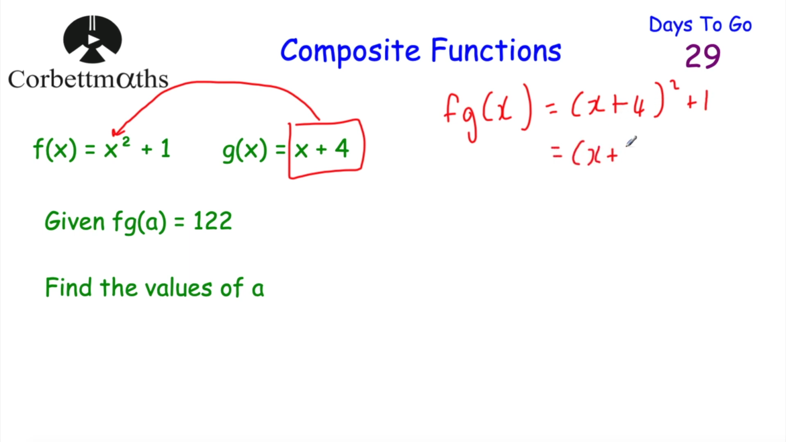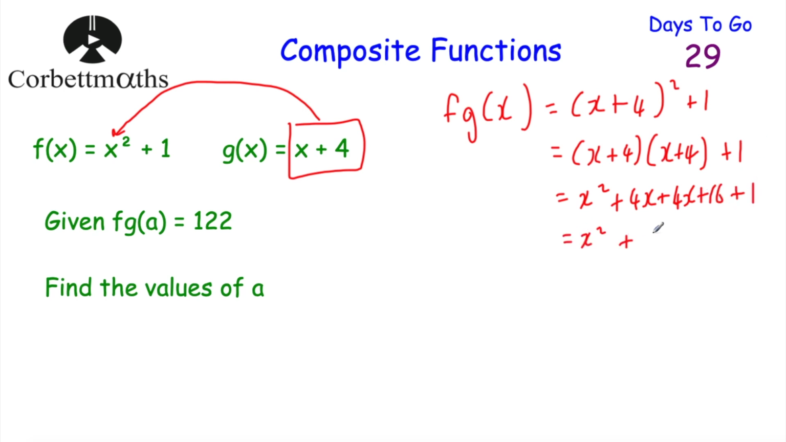So let's square this. Write the bracket out twice: (x plus 4)(x plus 4), and then we've got plus 1. If we expand our brackets, that gives us x squared plus 4x plus 4x plus 16, and then we've still got our plus 1. That'll be x squared plus 8x plus 17. So we found the composite function fg(x).